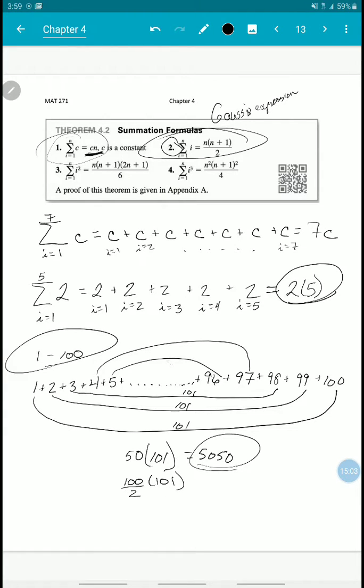So we could take this idea and expand that to, if we stop at any n value and we start at 1, it's always going to be whatever n is times n plus 1 divided by 2. So you can kind of see where that one's coming from.